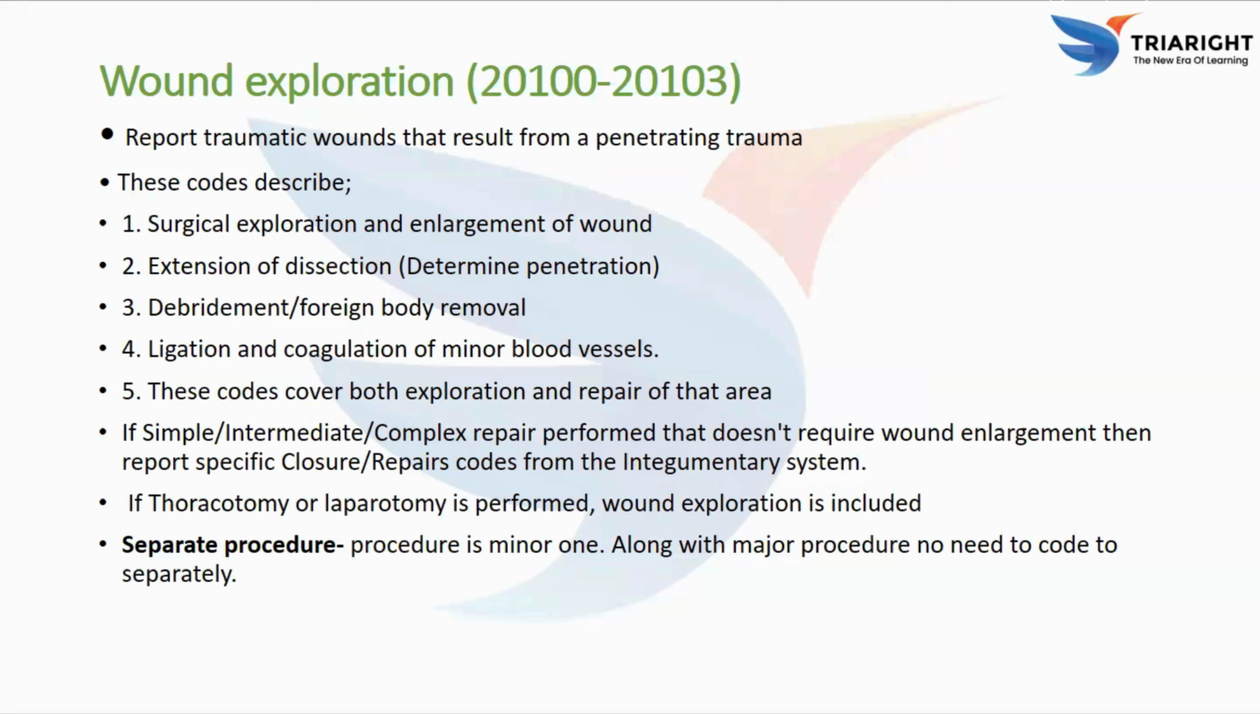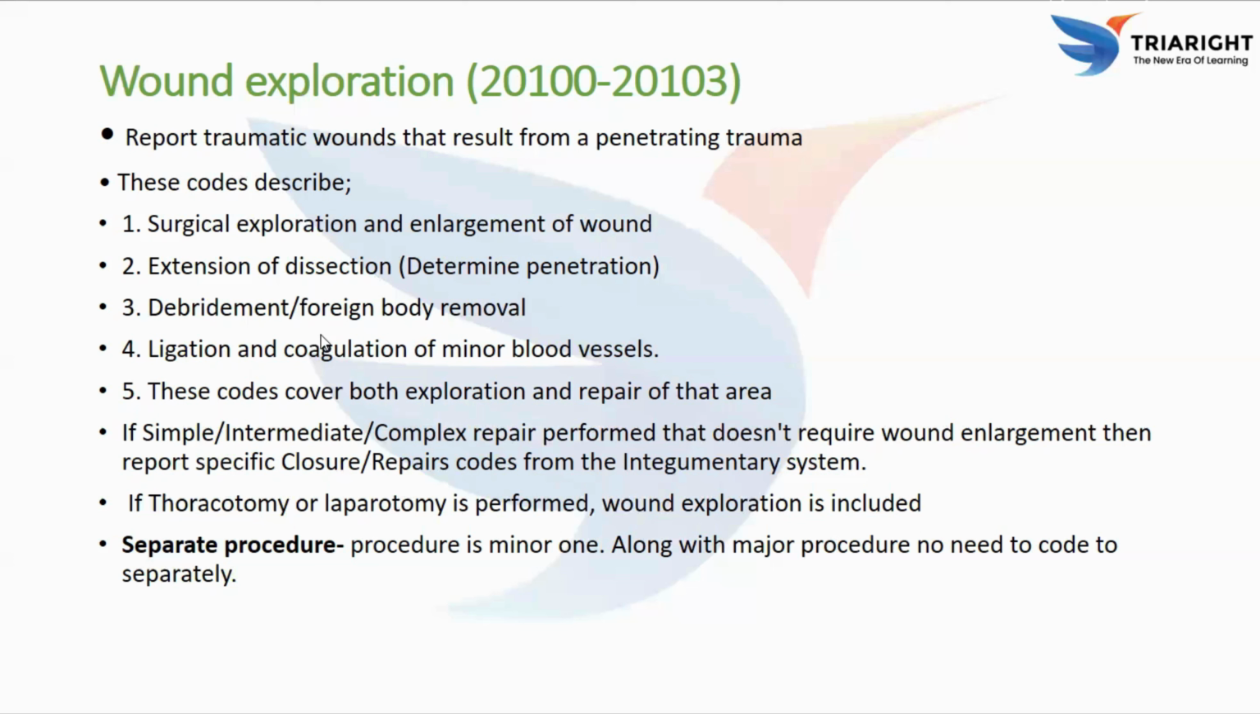What do wound exploration codes include? The CPT codes already bundle several services, so they should not be coded separately. The first is surgical exploration and enlargement of the wound. The doctor may extend or open the wound to see deeper structures clearly. Second is extension of the dissection to determine the penetration. The surgeon dissects through the tissue layers to find out how deep the injury is, whether it reaches the muscles, vessels or organs.